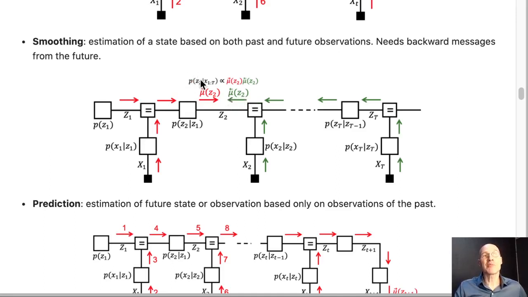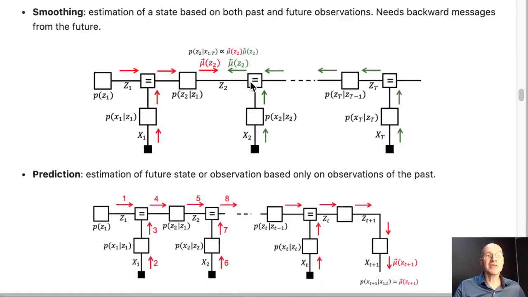And if I want to know what is my posterior for Z2, given X, given observations 1 to capital T, which may lie in the future, but I assume I've observed them, I just need to multiply these two messages. We've done that in the vector graph class. So smoothing, I mean, you can go to signal processing books and find all kinds of difficult algorithms, but in a message passing context on a vector graph, it's just very visual. It's really nothing special.